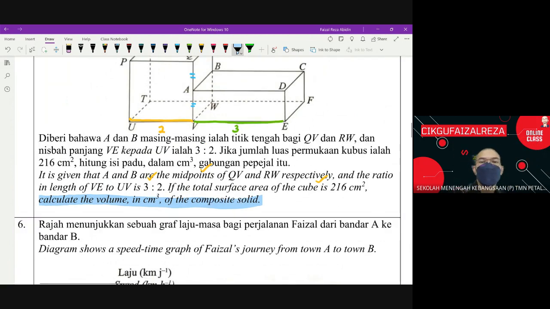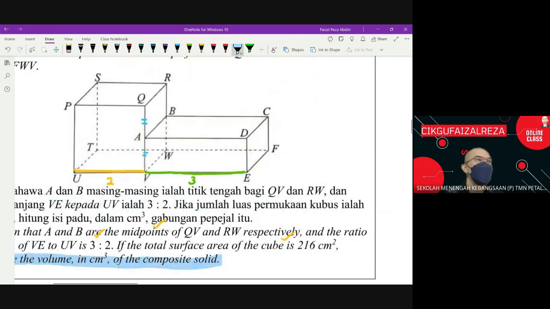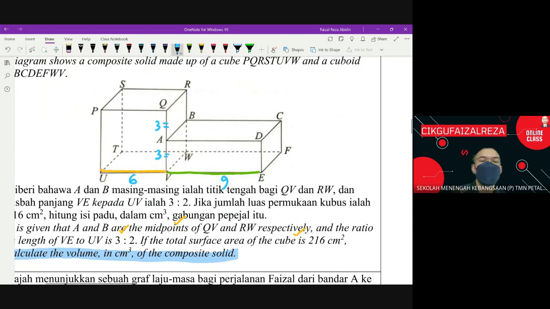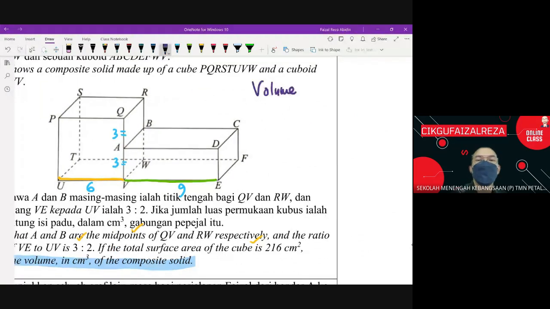Okay, now. Just now, I use this one. Now, we know this one is not 2 centimeter. This one 6, this one 9, this one 3, this one 3. Can you understand how we got that just now, right? Okay. So the volume of the composite solid means it's going to be the volume for cube plus the volume for cuboid. Yes, good.